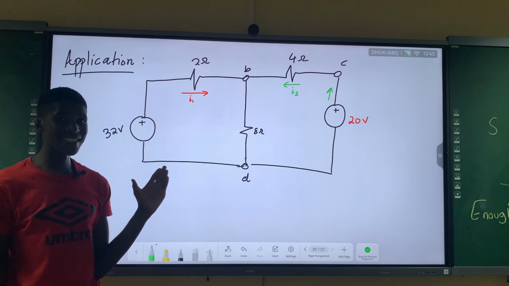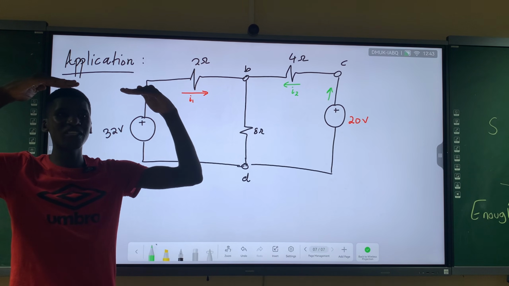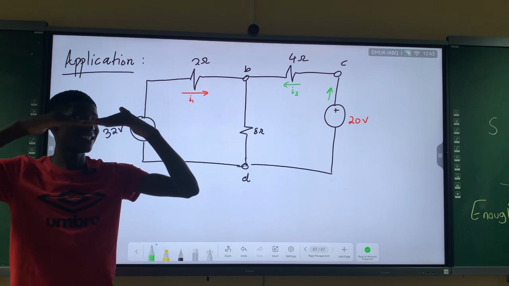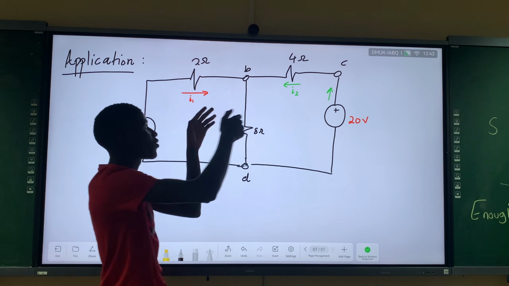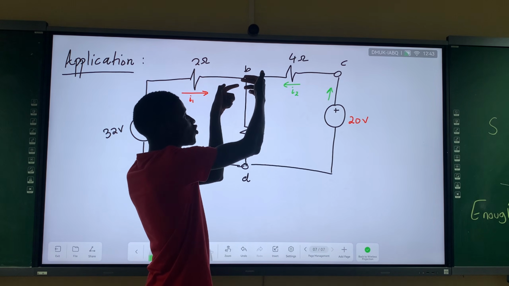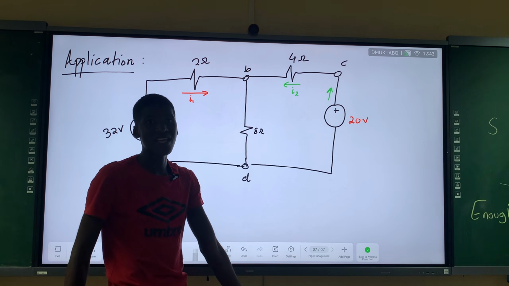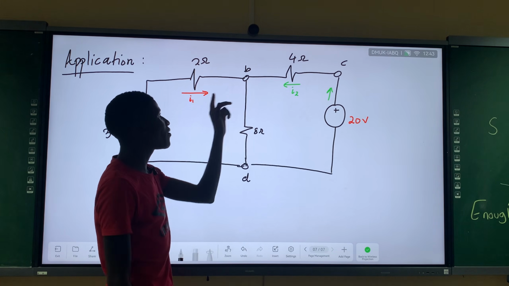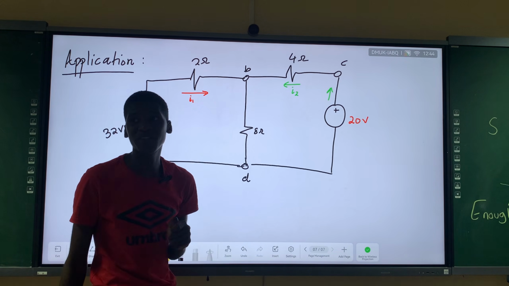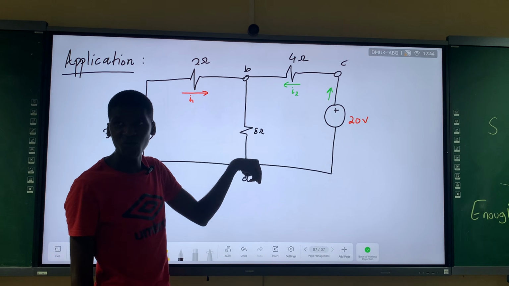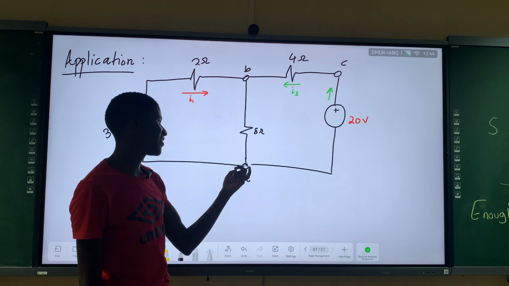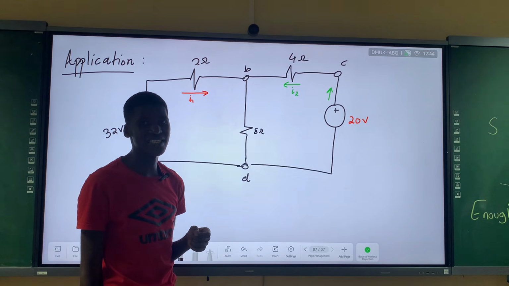So now currents are coming out of 2 different voltage sources and they collide. So when they collide, what will happen? Because they are both flowing into node B. So my question is, I1 and I2 collide here at B, what will they do? They all go together through the 8 ohms resistor towards this node which is D.